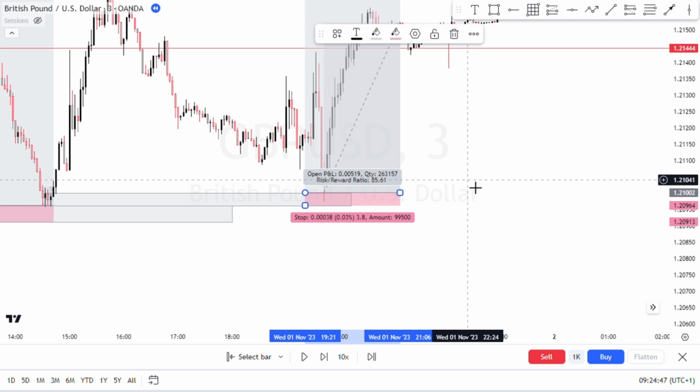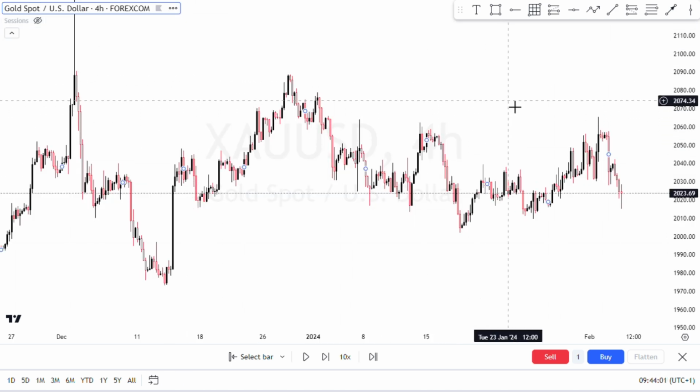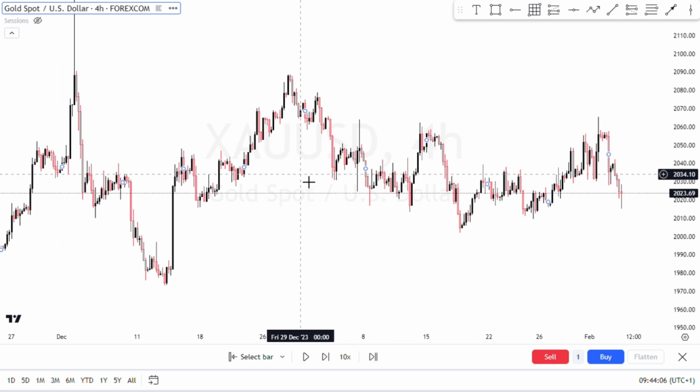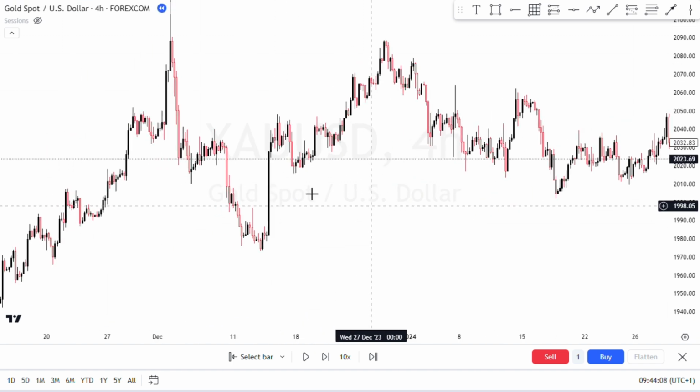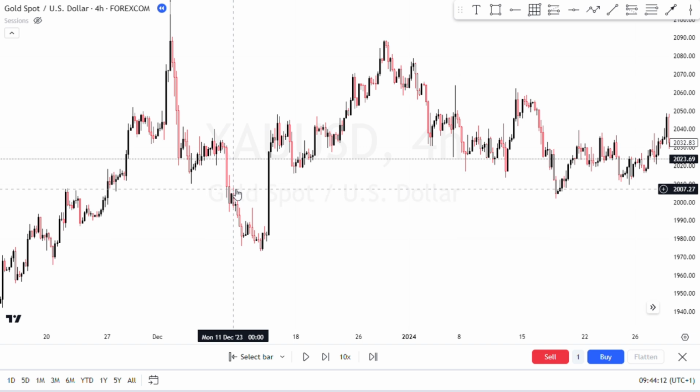So let's move on to the next pair. This is gold right now, and we're on the 4-hour time frame. We're going to be doing a summary of what I've been talking about, how to identify a real order block. You can see that right here, price ended up breaking this particular high. It is this particular movement that broke this high, also this high and this high.